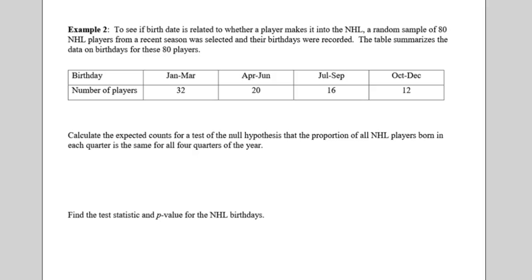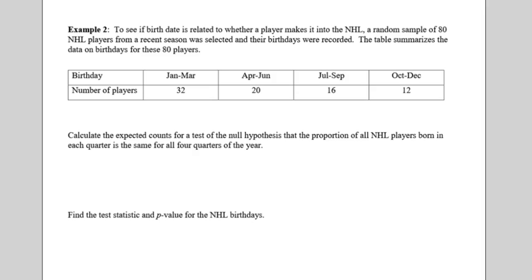Okay, example 2. Now notice, we only have one row of numbers here. It says, to see if birthday is related to whether a player makes it in the NHL, a random sample of 80 players from a recent season was selected and their birthdays were recorded. The table summarizes the data on birthdays for these 80 players. Calculate the expected counts for a test of the null hypothesis that the proportion of all players born in each quarter is the same for all quarters.